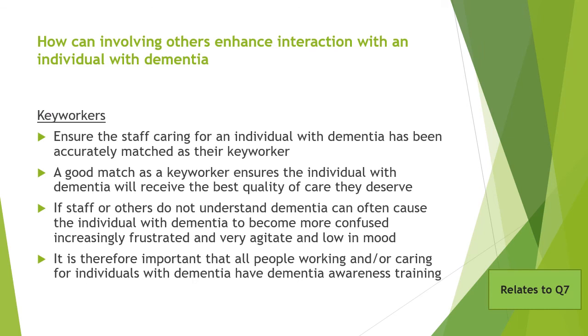There are also key workers. And key workers ensure that the staff caring for an individual with dementia have been accurately matched as their key worker. A good match as a key worker ensures that the individual with dementia will receive the best quality of care they deserve. If staff or others do not understand dementia, it can often cause the individual with dementia to become more confused, increasingly frustrated, and very agitated and low in mood. It is therefore important that all people working and/or caring for individuals with dementia have dementia awareness training.